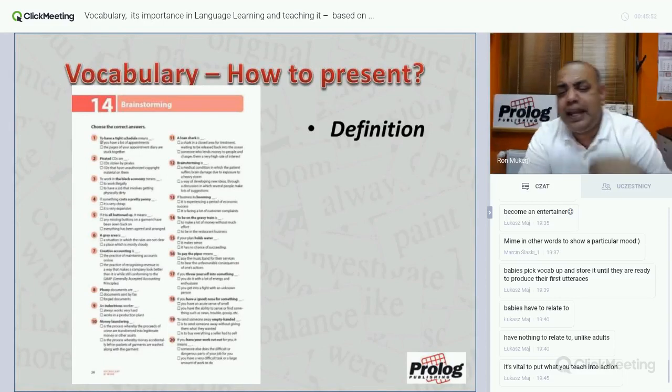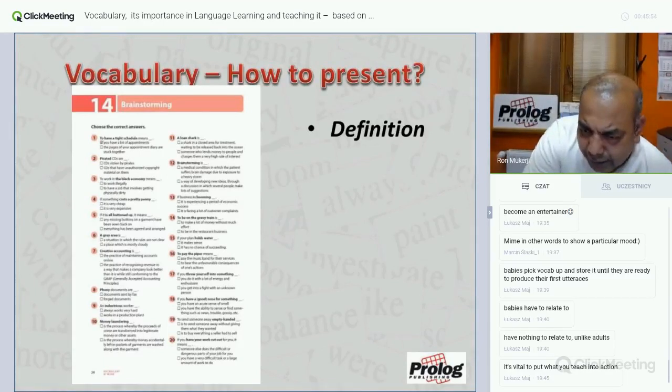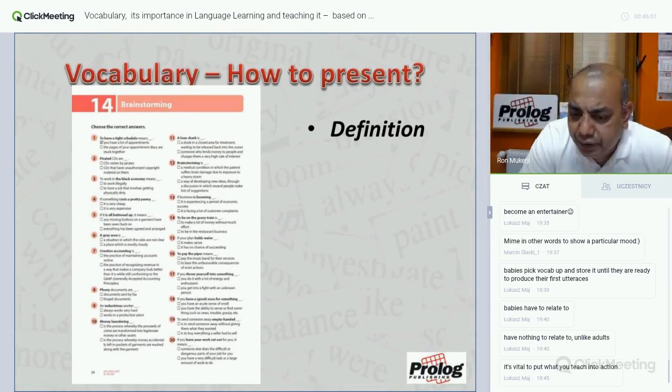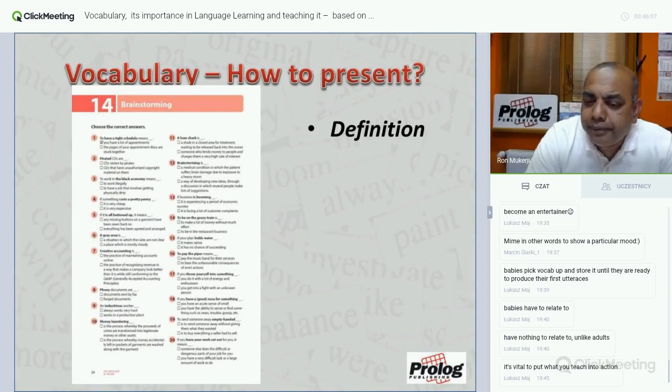Yes, Lukash, I'm not sure what you mean exactly by teaching to action. Are you talking about task-based, that there should be a task where this person is supposed to use this language? Okay, I'll wait for your answer, come back, and I'll continue.